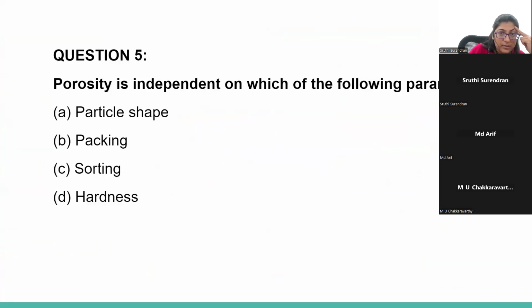Moving on to the next question. Porosity is independent of which of the following parameters? So porosity is a property of the aquifer material, which takes into consideration the void spaces, the pore spaces in the material. So which parameter is it independent of? Is it dependent or independent of the particle's shape, packing, sorting, or hardness?